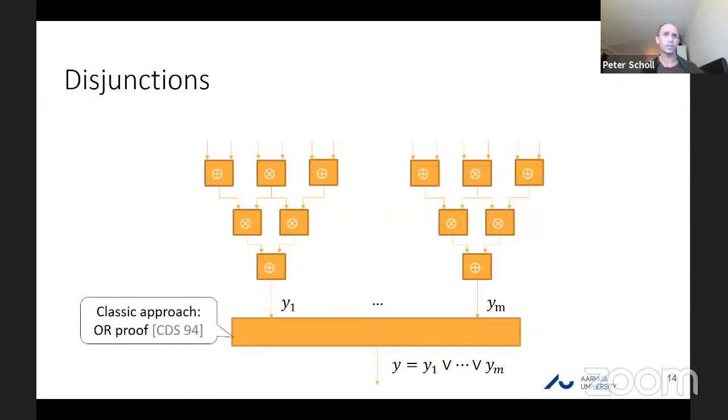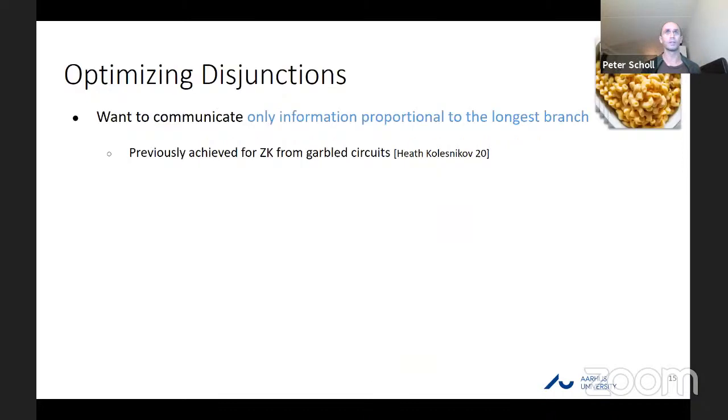Now, the classic approach here is to use an OR proof, following the CDS paradigm from Crypto 94. But if we apply this naively to Mac and Cheese, then we get something where the communication cost will be proportional to the total number of gates in all of these subcircuits. And we want to see if we can do better. So the goal is perhaps to communicate only information proportional to the longest branch out of all of these m different branches. And this is something which was actually achieved using zero-knowledge from garbled circuits in a paper by Heath and Kalashnikov from Eurocrypt last year.